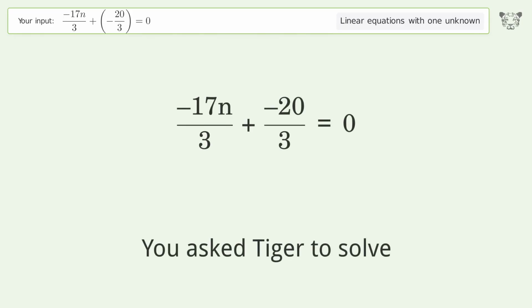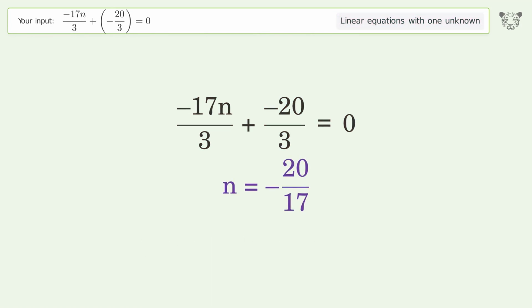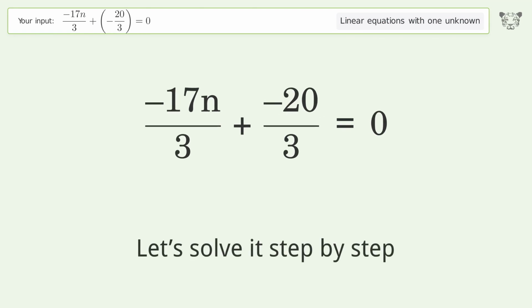You ask Tiger to solve. This deals with linear equations with one unknown. The final result is n equals -20/17. Let's solve it step by step.